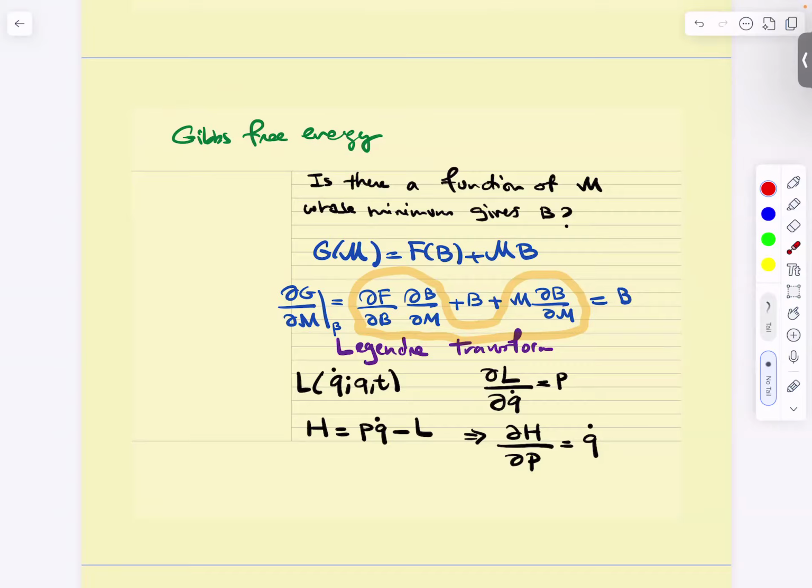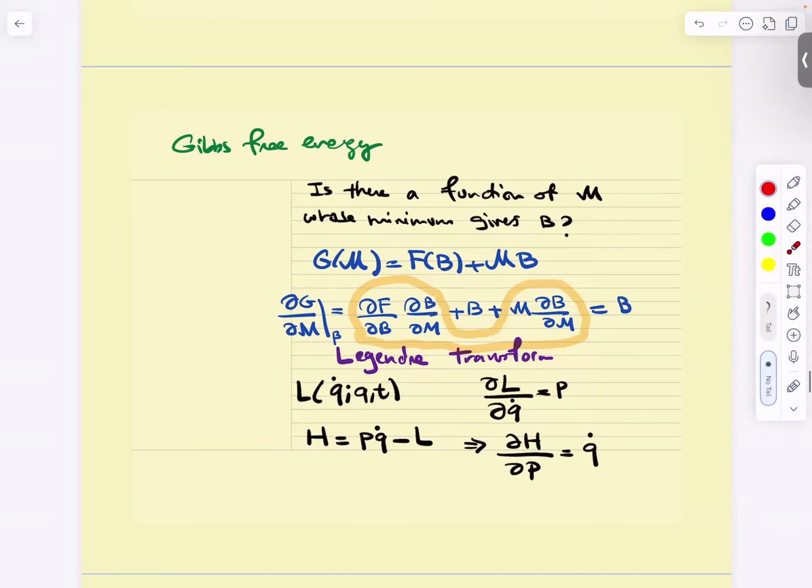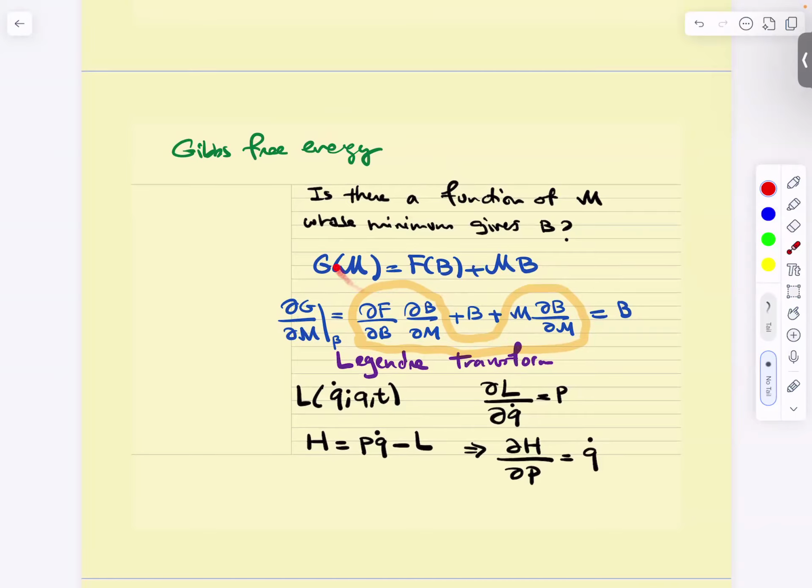The Helmholtz free energy is a function of the source, that is, when you vary with respect to the source, it's extremized on the correct magnetization. By varying it, you get magnetization. The Gibbs free energy is a function of magnetization that, as you vary it, is extremized on the source value, the amount of source that you need, right? This is nothing but a Legendre transform.